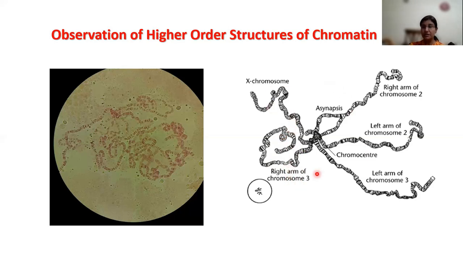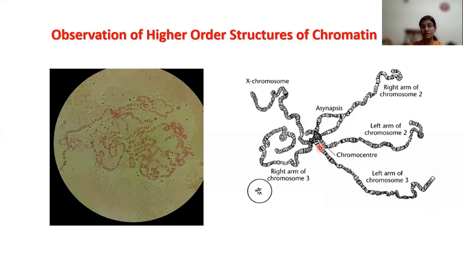So if you see here, this is chromosome number 3, the right arm. This is the X chromosome. This is the second chromosome. This is the left arm of chromosome number 3. This is the fourth chromosome. And all of them are joined at one point, which is known as the chromocentrum.